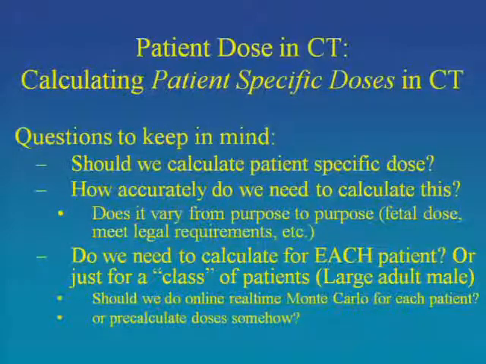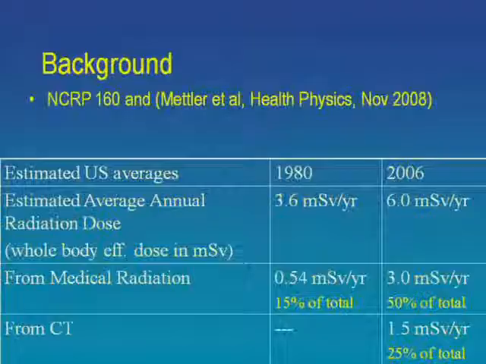Do we need to calculate dose for each individual patient that walks through our practice? Or do we need to just assign them to a class of patients like a large adult male or a petite adult female or child, things like that? And what would that involve if we were to do it for individual patients versus a class of patients, such as things like doing real-time Monte Carlo, et cetera, et cetera, okay? So hopefully those and other questions that you have in your mind will come up today.